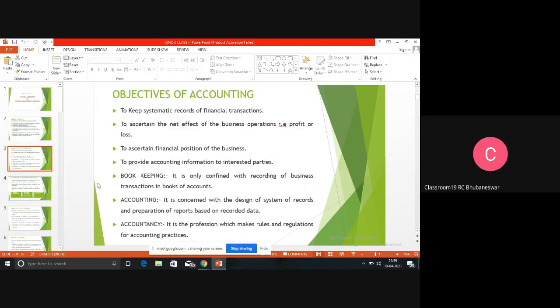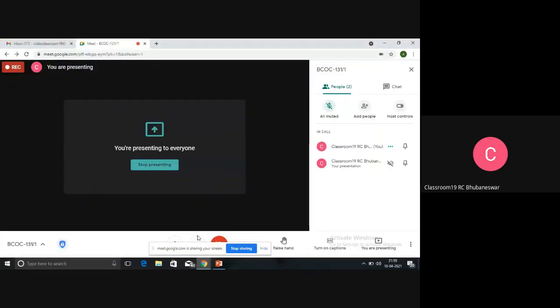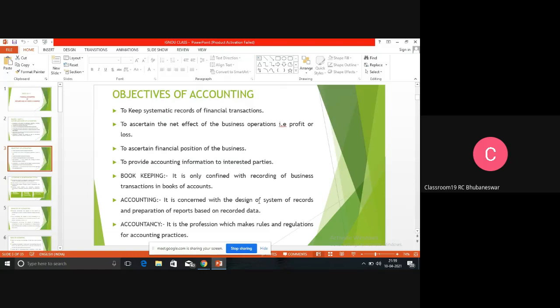Now when we are reading about financial accounting, we have to read about three terms, which are the most basic terms. We have to know about those three basic terms. One is bookkeeping, second is accounting, and third is accountancy. Bookkeeping is the narrow concept and accountancy is the broader concept. Bookkeeping means keeping the books, keeping the records. Keeping all the transactions in a recorded form is known as bookkeeping.